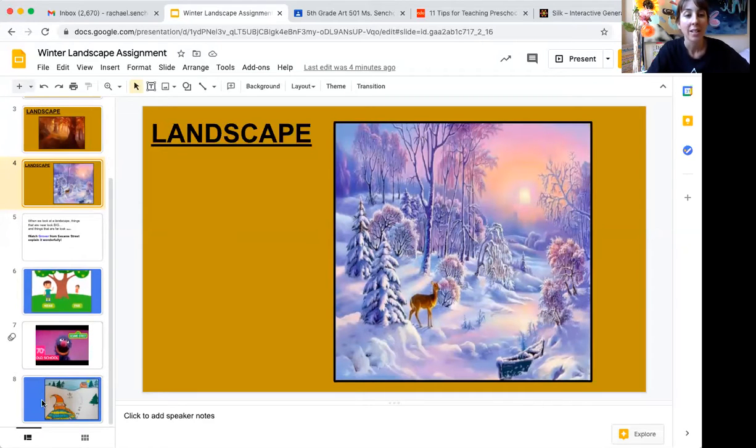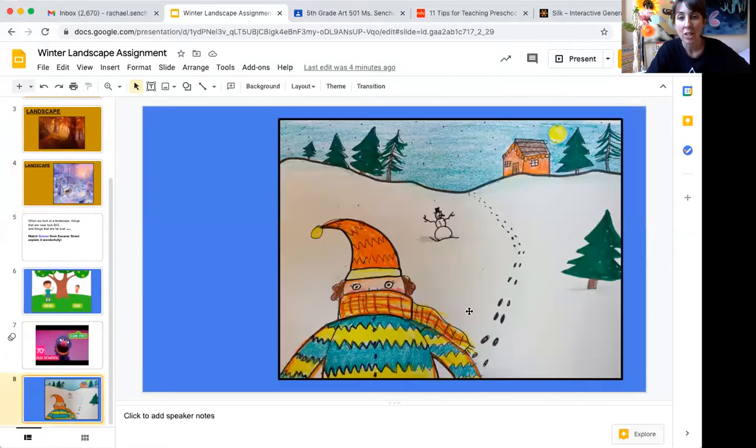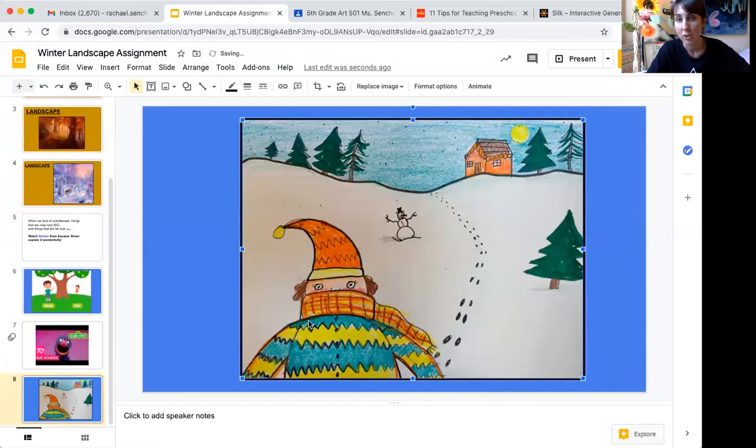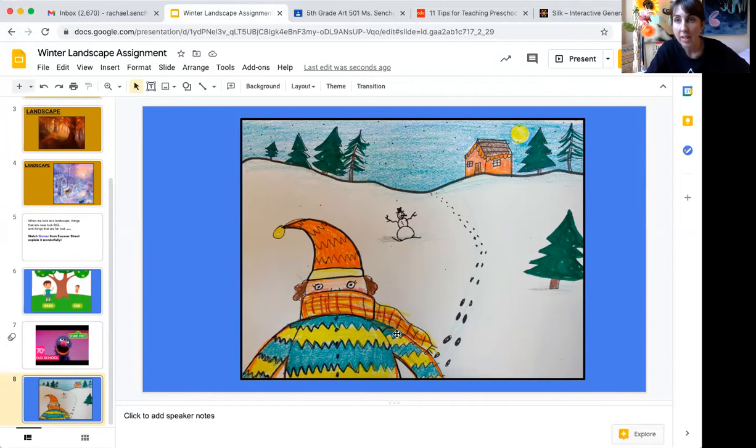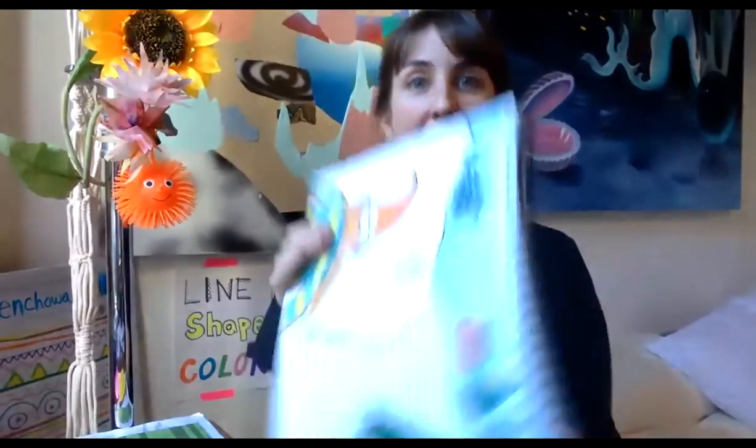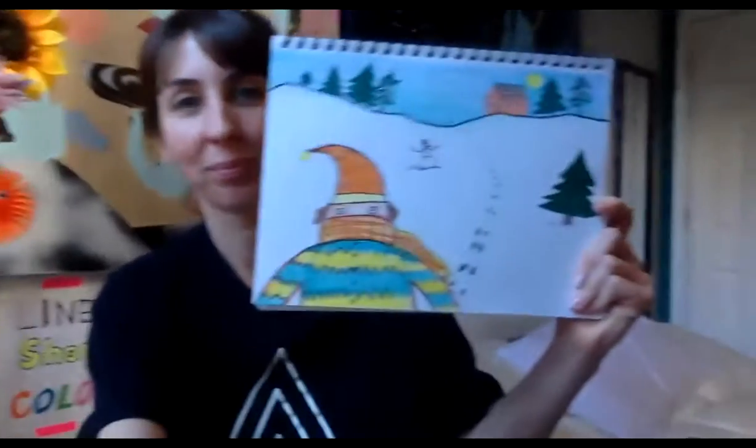So let's get started with our winter landscape. Here's the example, or this is my drawing actually. This is what our drawing is going to look like. Okay, it's going to be us in the foreground, nice and big because we're close. We're right in the front of the picture. And then we're going to draw some things in the background far away. And we're going to draw those things smaller. Okay, so let's get started. Here's that drawing right here.